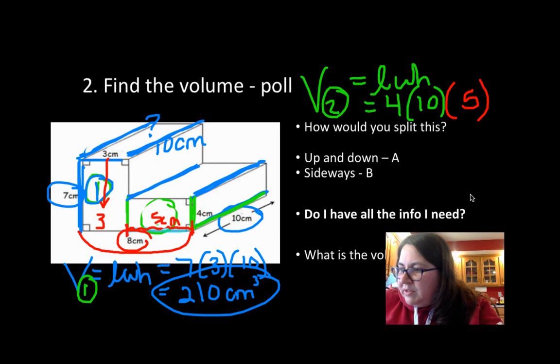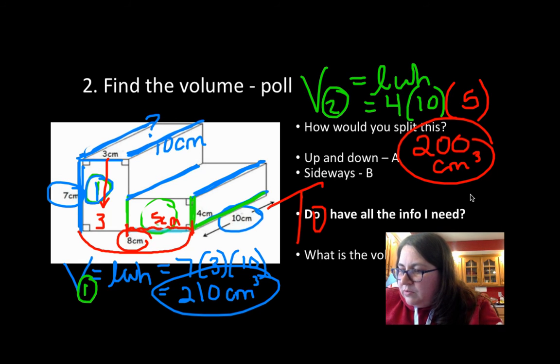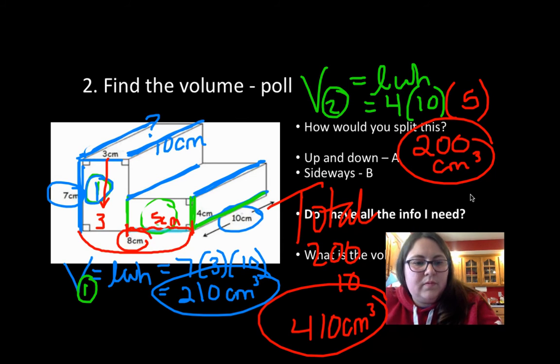4 times 5 times 10, 40 times 5 is going to be 200 centimeters cubed. And then all we do to find the total is we add them together. 200 plus 210 is 410 centimeters cubed. Okay, so that's a shape like that. That's an L shape, breaking it down into two blocks basically.